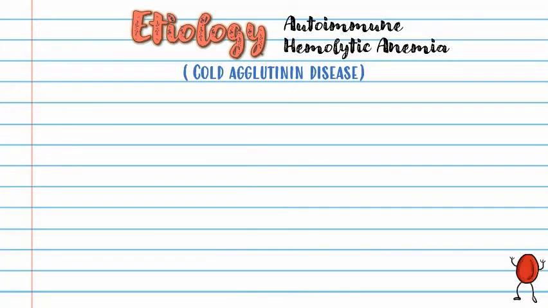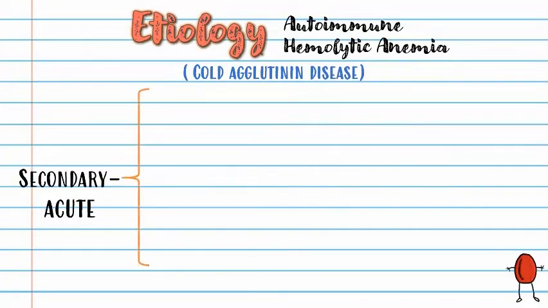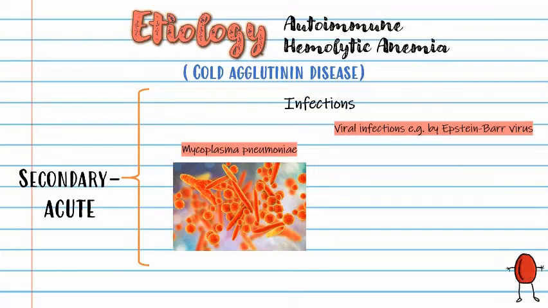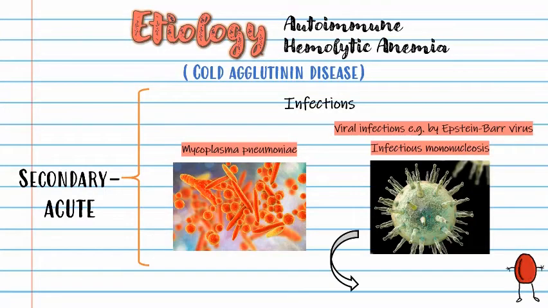The next form of cold agglutinin disease is the secondary form. For the acute one, the cause arises from infections such as infection from Mycoplasma pneumoniae or from viral infections such as infectious mononucleosis caused by Epstein-Barr virus. Cold agglutinins associated with viral infections are thought to be polyclonal, which means derived from multiple independent lymphocytes and having multiple epitope specificities.